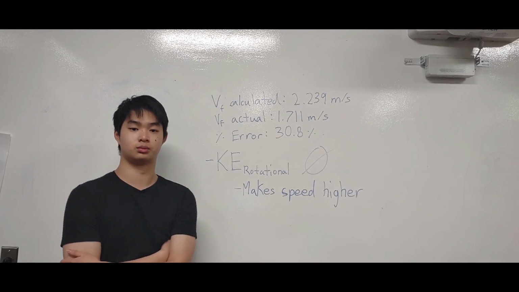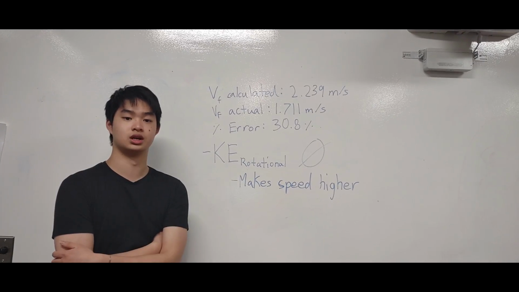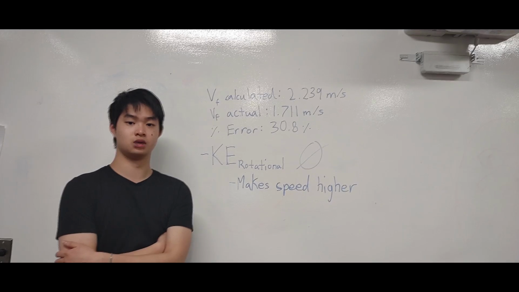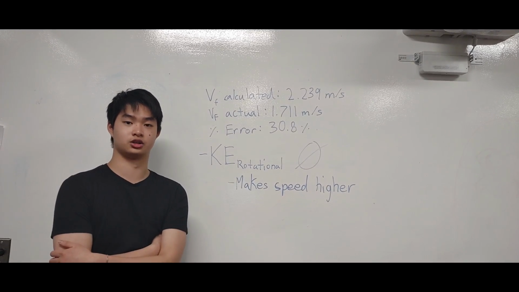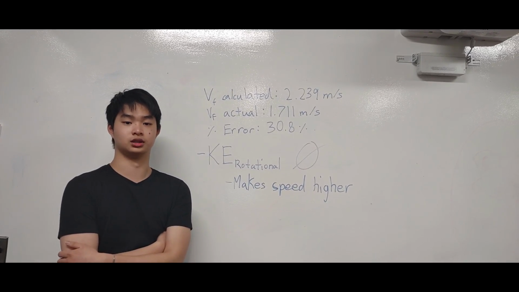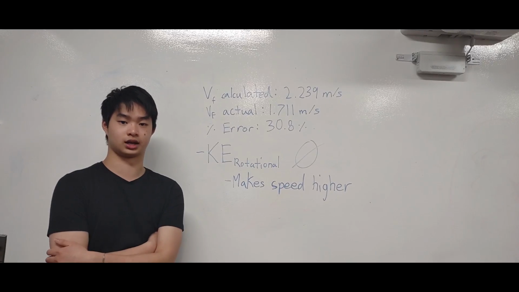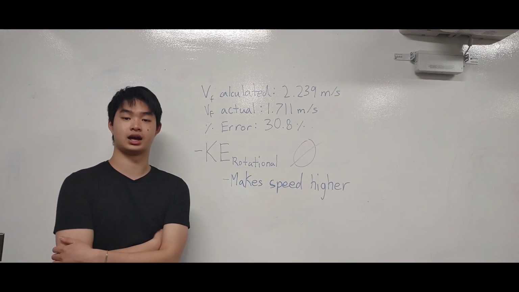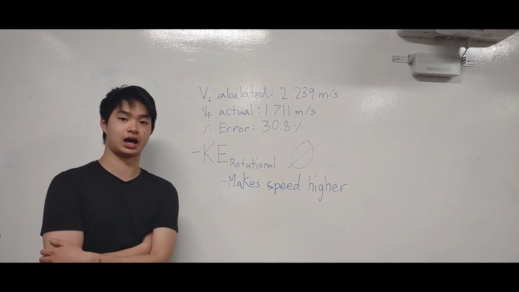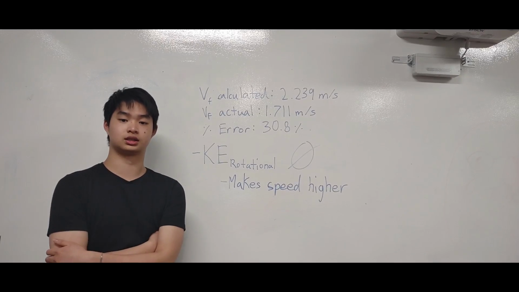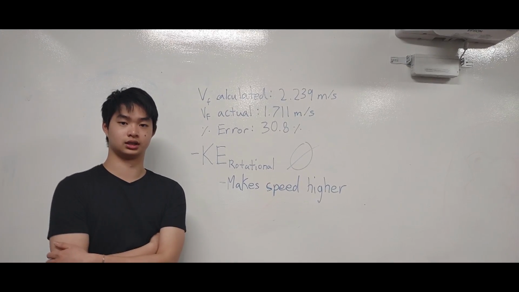When the ball rolls, part of this initial potential energy is converted into rotational energy, which takes away from the linear kinetic energy that supplies the speed. Our solution didn't account for rotational kinetic energy, and if it had, our velocity would have been closer to the actual velocity, since Kr reduces linear velocity.